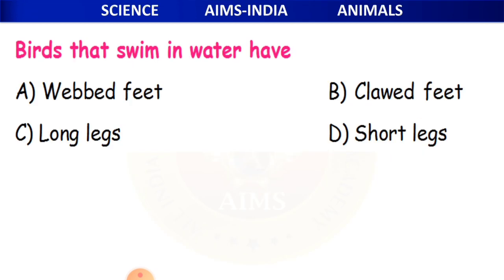Now the next question: birds that swim in water have dash. What do they have, children?